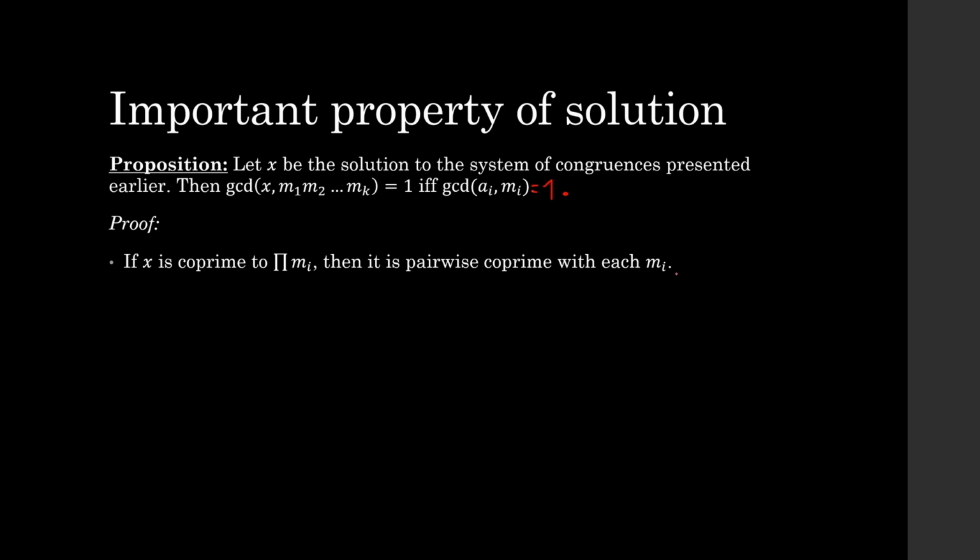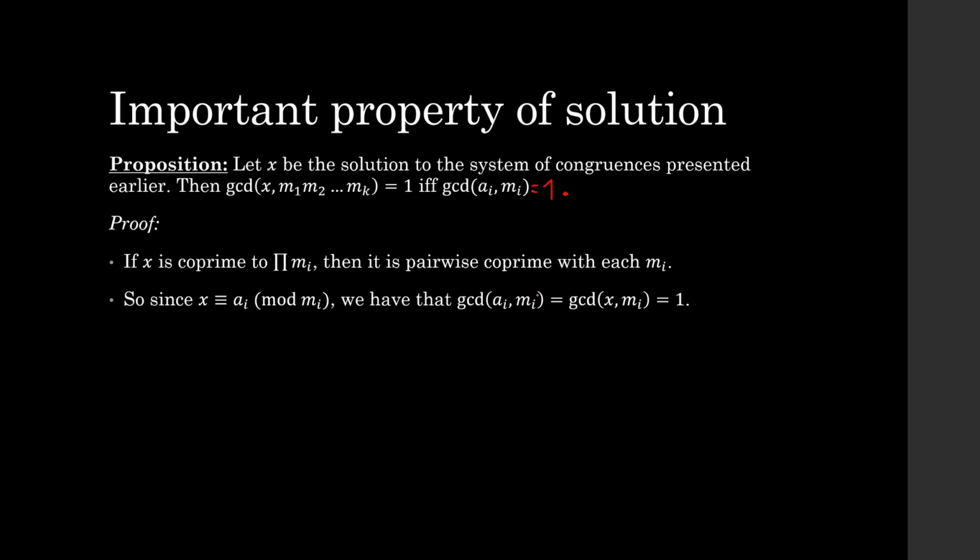Now, why do I say that? Well, let's assume x wasn't pairwise coprime with each of the mi's. So say, for example, the greatest common divisor of x with, I don't know, m2 is going to be 4. Well, then if I take the whole product of them, it's still going to have a divisor of 2, and so it's not going to be coprime to the whole thing. So it at least needs to be pairwise coprime with each of the mi.